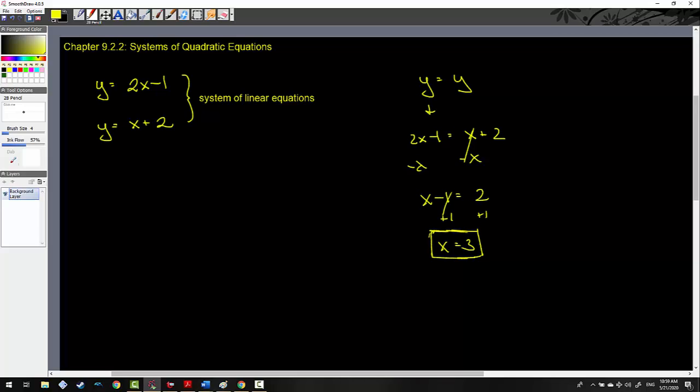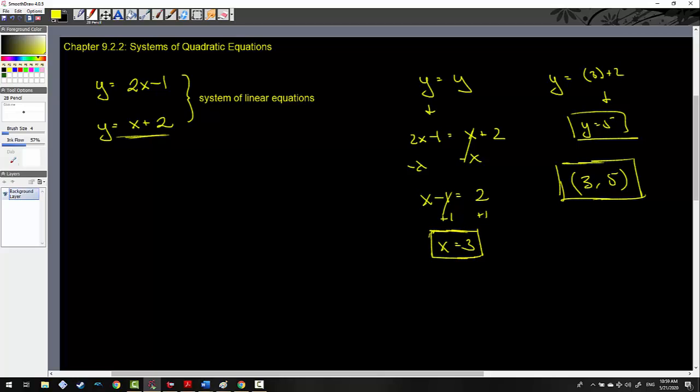What I'm going to do is I'm going to pick whichever version of these lines is easier to plug into. My guess is the bottom one because I just have to add and that's it. So if I do y equals, not x anymore, but 3 plus 2, I will get y equals 5. So what I obtained as my answer was an x equals 3 and a y equals 5. And for some strange reason, your Integrated 1 teacher always wanted you to put these in a coordinate form.